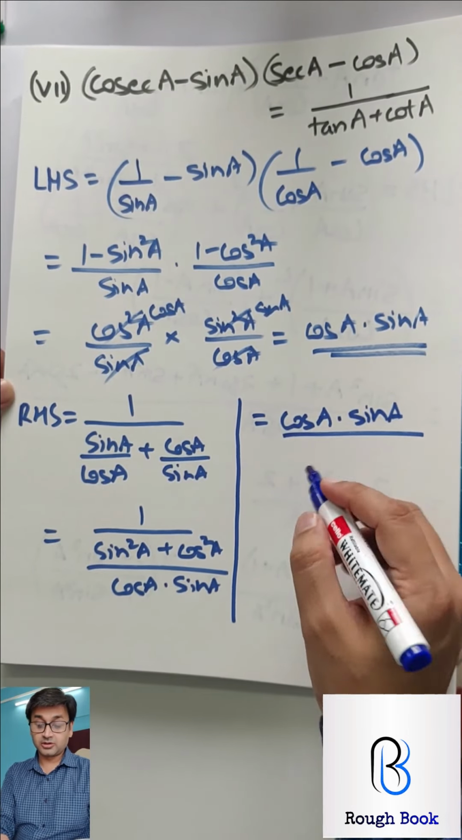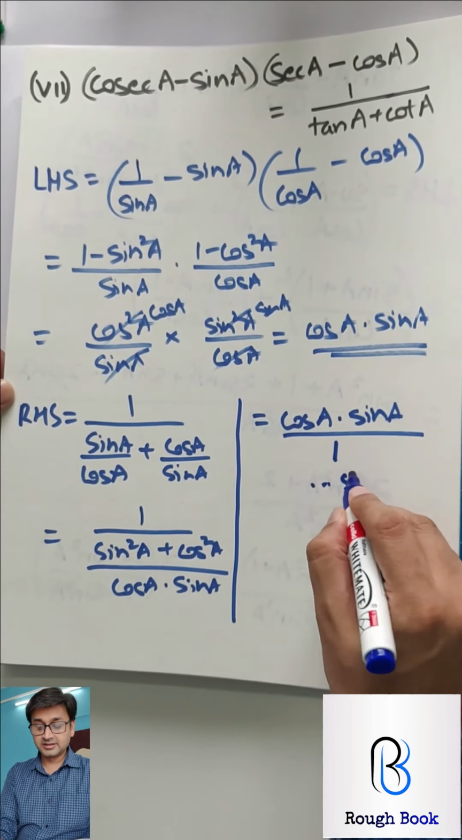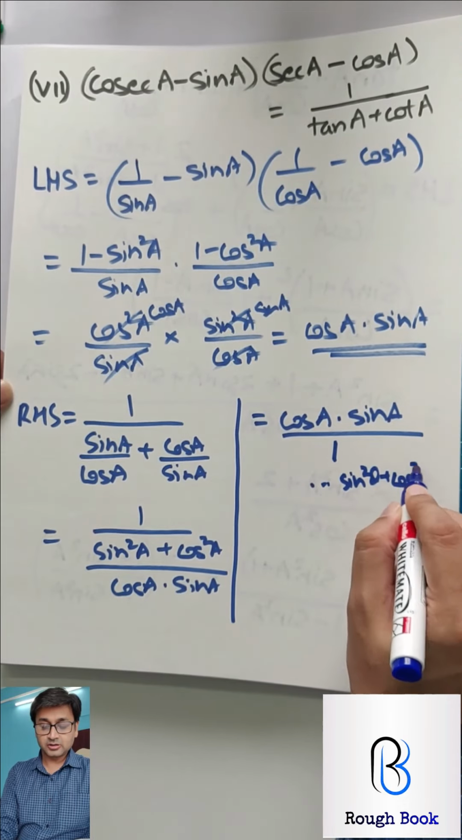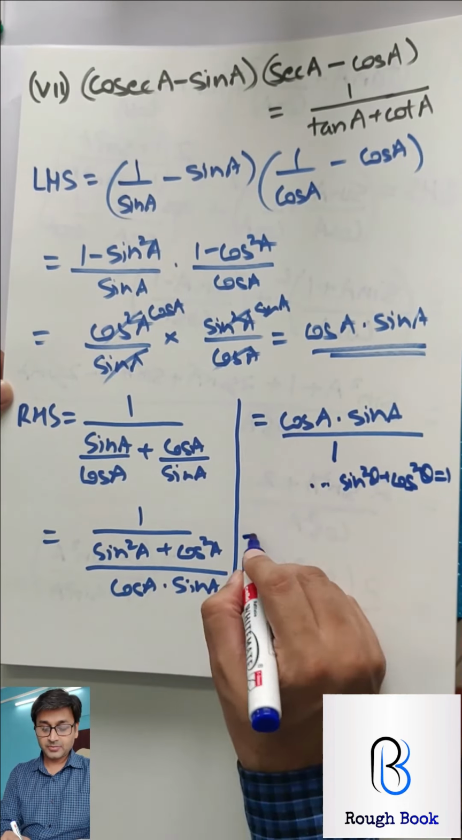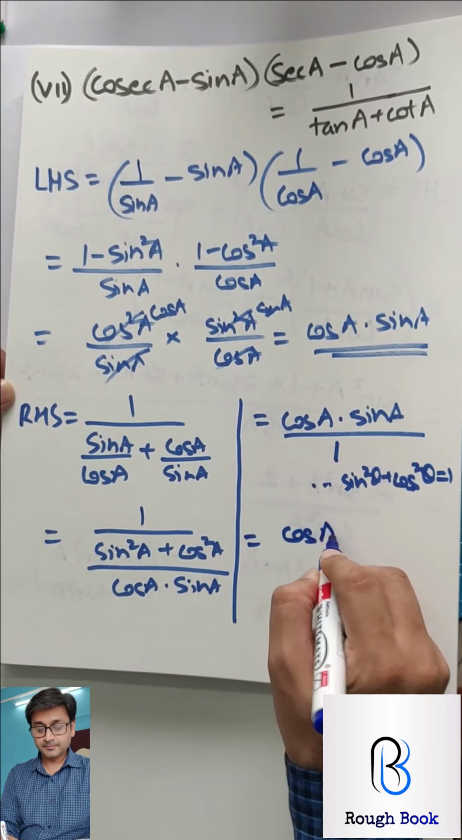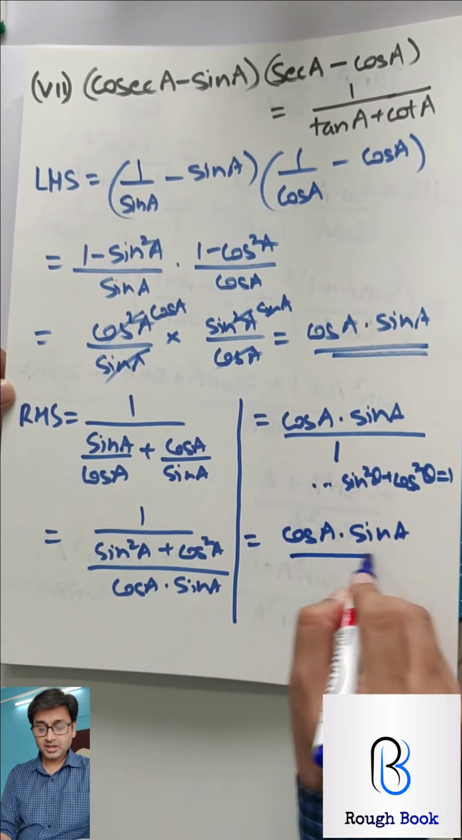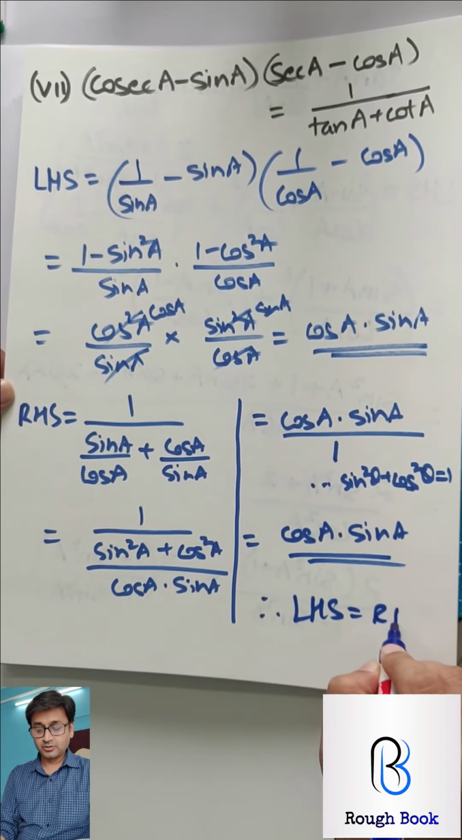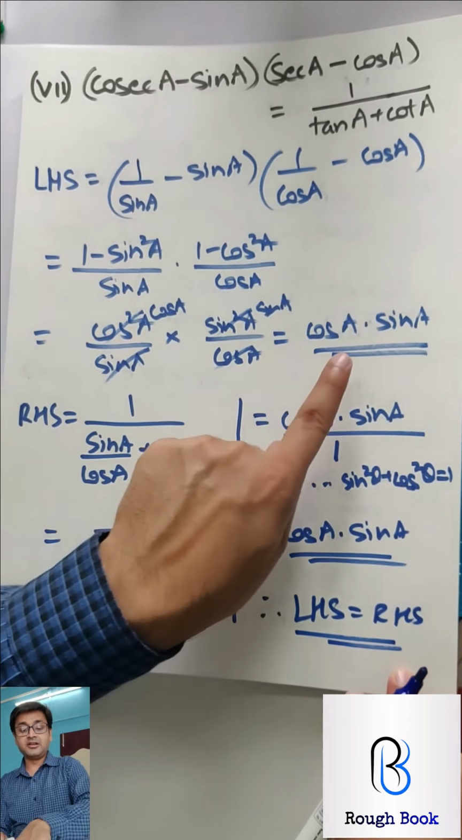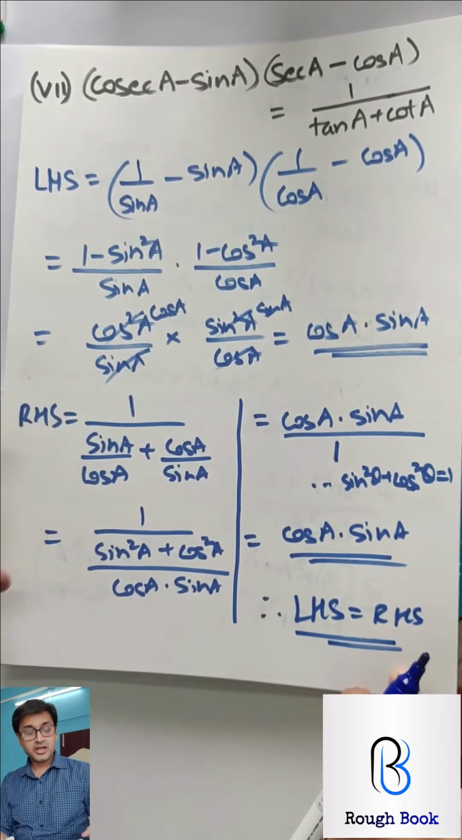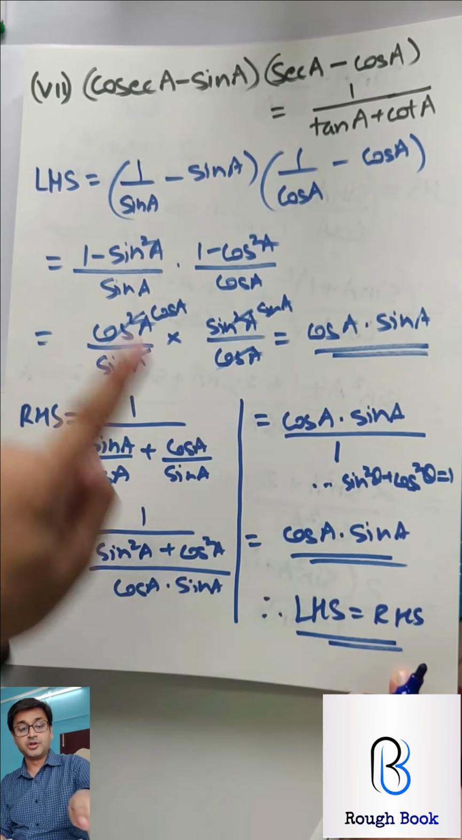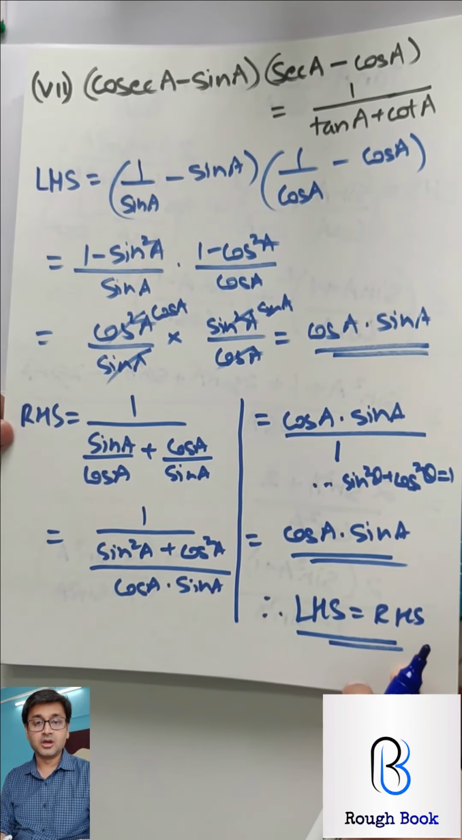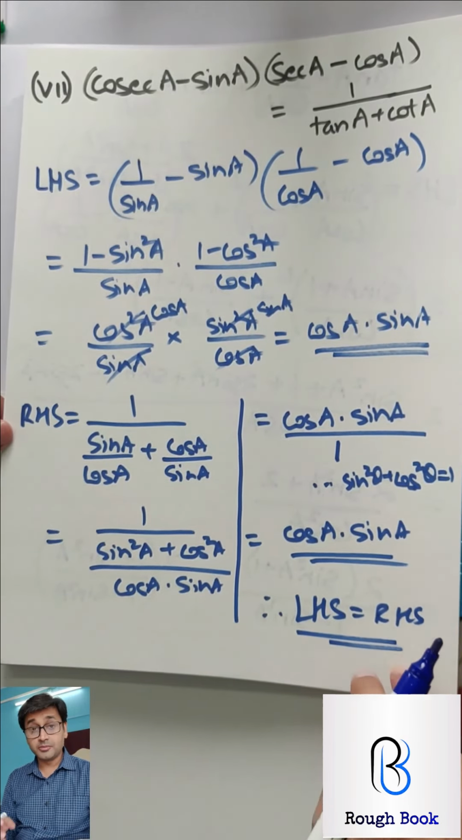What is sin square plus cos square? 1. So write the reason. Sin square theta plus cos square theta equals 1. So finally I get cos A into sin A. Both matched. So therefore LHS is equal to RHS. So here directly from here to reach here is impossible. Even if you take RHS, reach here, from here to reach here is also very difficult or maybe impossible. So we use another technique where you use LHS, RHS separately.